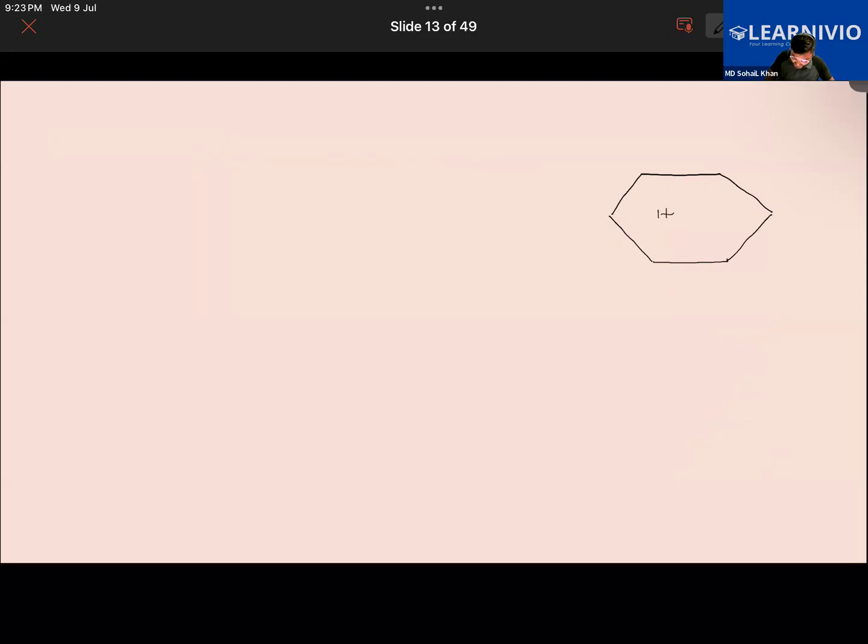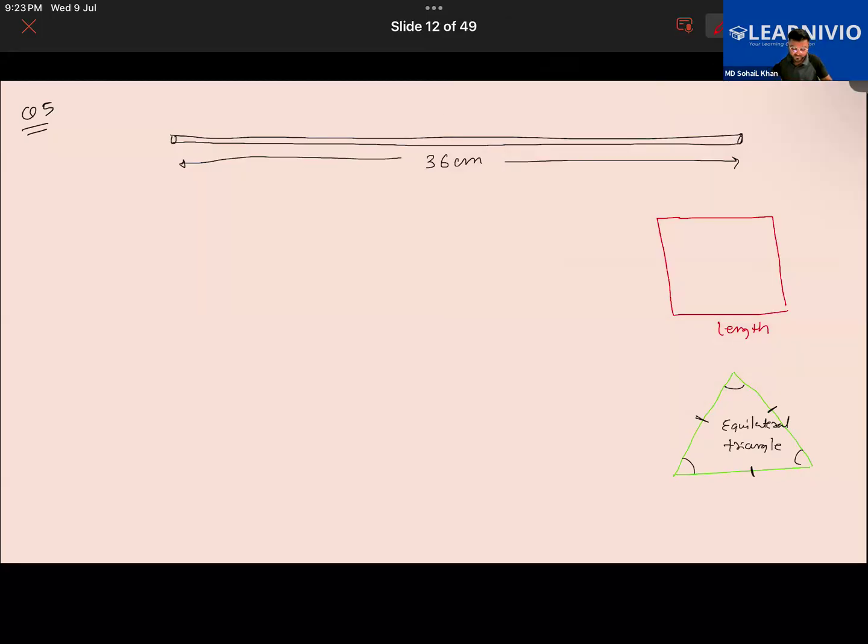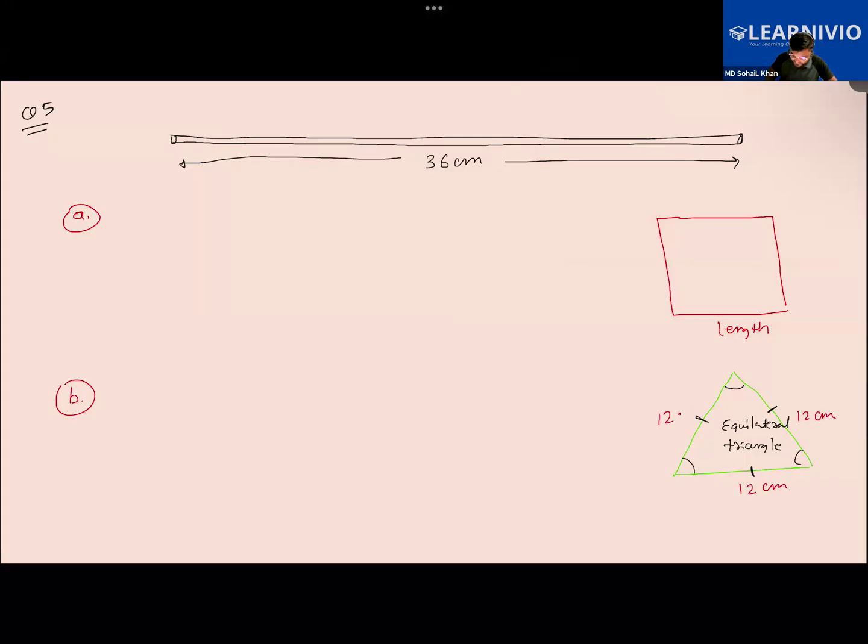So we did the hexagon. Tell me, B, it is 12 centimeter. Very good. So that's 12 centimeter plus 12 centimeter plus 12 centimeter. If the sum is equal to 36, then your answer is correct. Here again, you were getting 9 centimeter plus 9 plus 9 and 9. So it is 36. So it is correct.